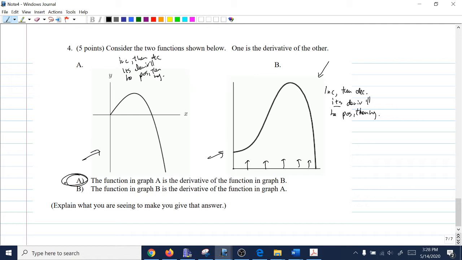What am I seeing that makes me give that answer? B is always positive. And A isn't always increasing. So B isn't the derivative of A.